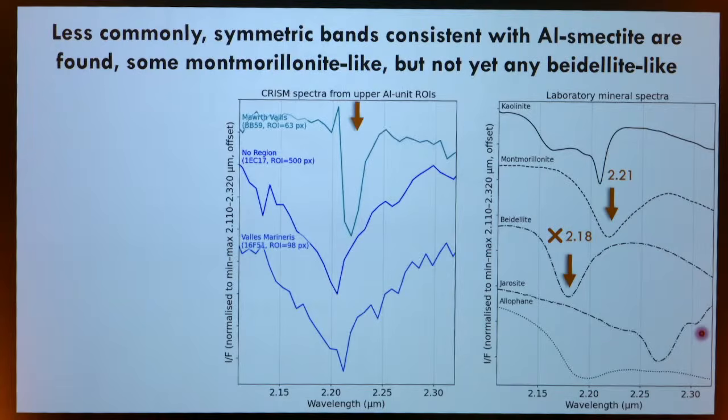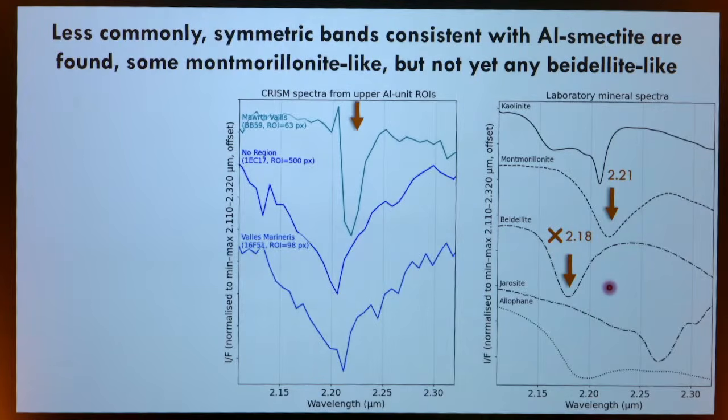We do see other signatures, though. So one of them is that we see just symmetric bands, and sometimes these have band centers that are consistent with aluminum smectites like montmorillonite. Beidellite is another aluminum smectite, but its band center is about 2.18 microns, and we're not really seeing that yet, but it could be because those exposures are kind of small, and just by chance, my region of interest algorithm is not capturing that.